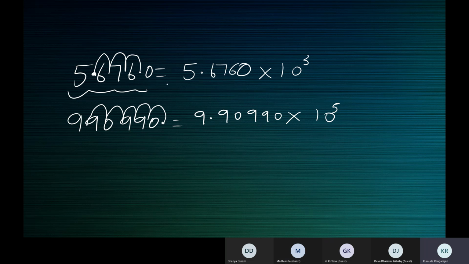Very good, Madhumita. Now, children, after writing this, if you want, you can take away the 0. It has no value, into 10 to the power 3. Here also, you write it with a 0 first, and then you can ignore it. This 0 has no value. We can ignore it.